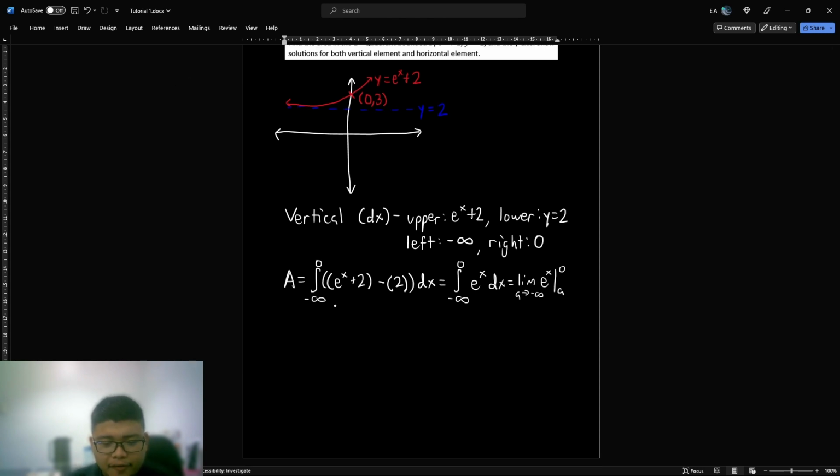Now, if we evaluate, this would become the limit as a approaches negative infinity of e raised to 0 minus e raised to a. E raised to 0 is simply 1 minus e raised to negative infinity, which is equal to 0. So it becomes 1 minus 0, and thus the final answer is 1 square unit.